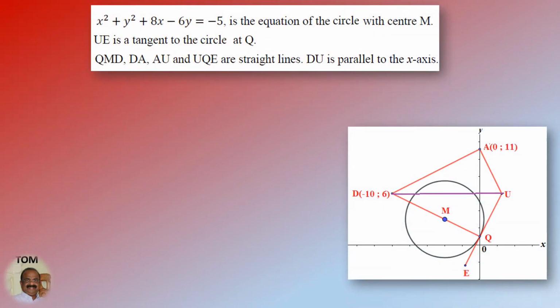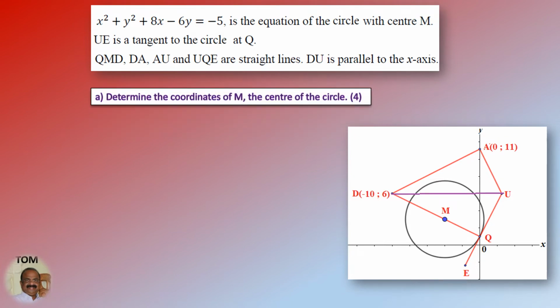We come to another question of circle and tangents. We have A, D, U, Q, M, E, many points on the diagram. And the equation of the circle is available: x square plus y square plus 8x minus 6y equal to minus 5. Now let us look at the question.